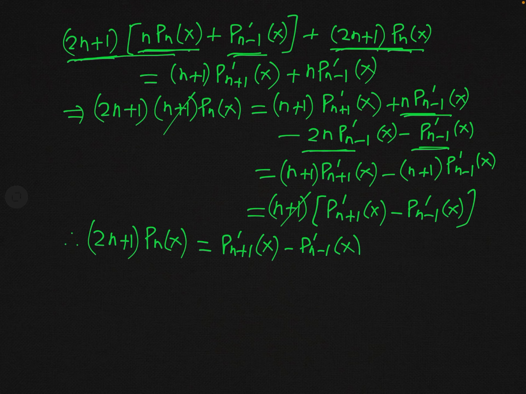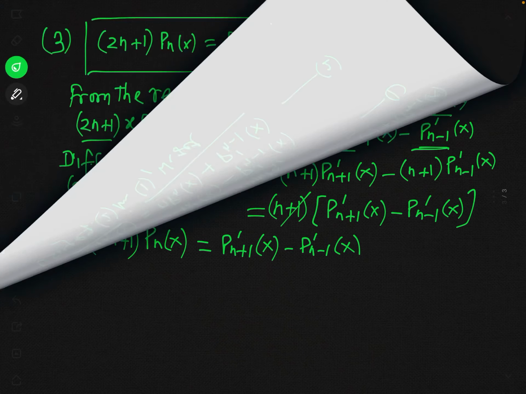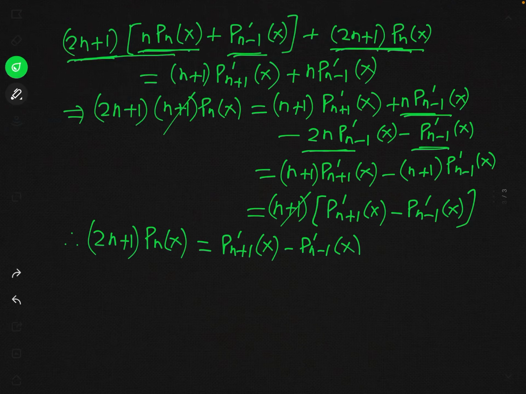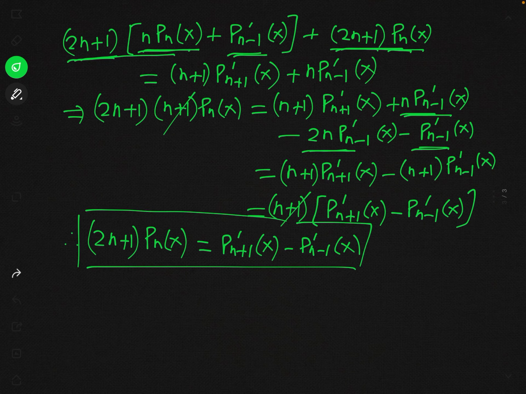And you can see this is actually the result which we have to prove. 2n plus 1 into Pn of x equal to this much. So you can see our third recurrence relation has been proved here. So although it is a proof, but you should remember these results to solve the numerical problems. Now we will see the proof of the fourth recurrence relation.